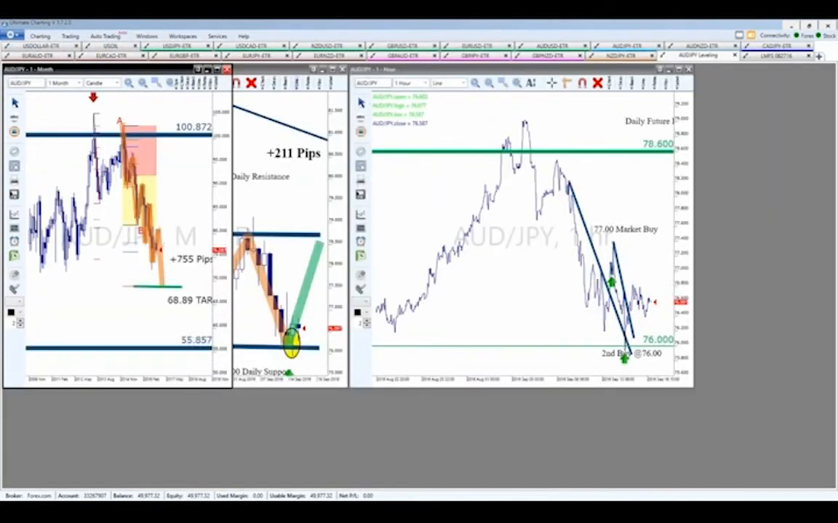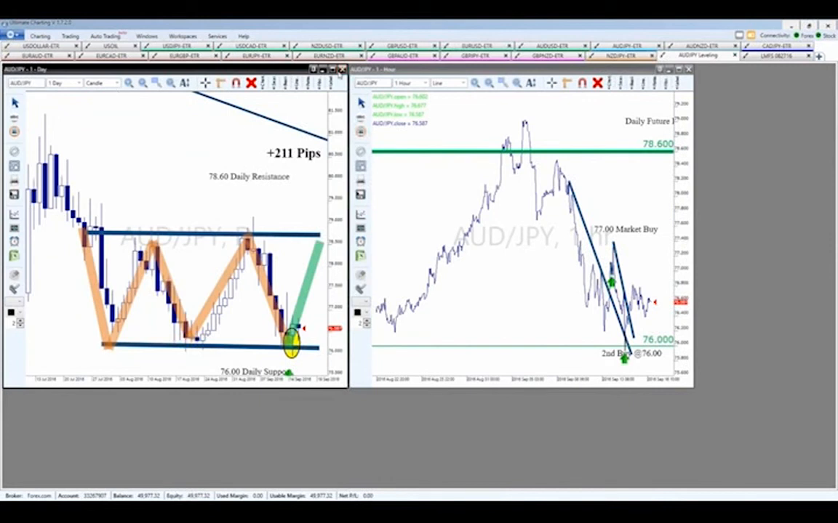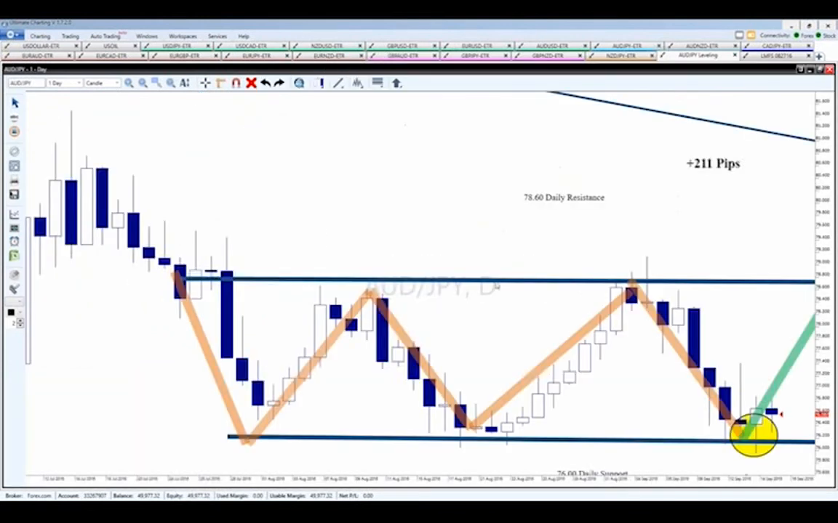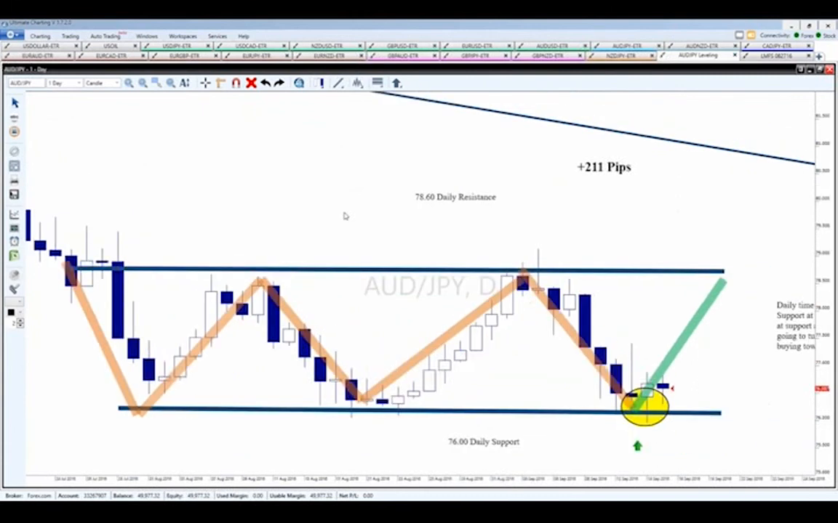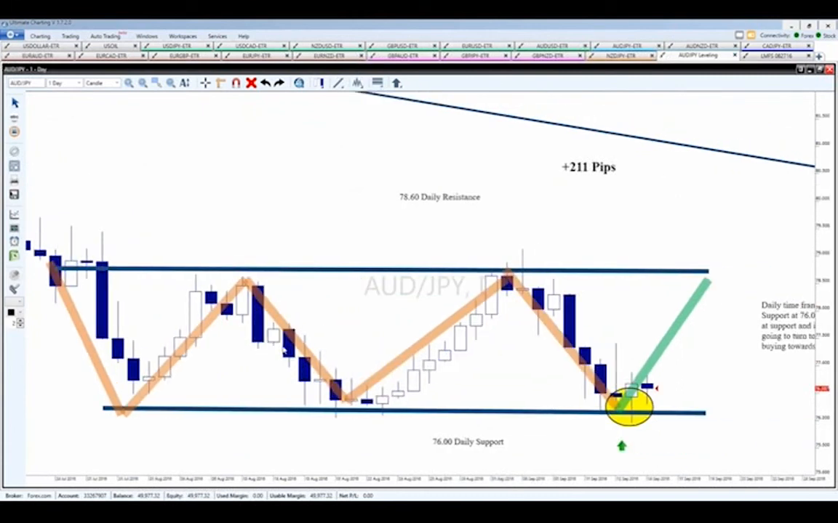But in this case, let me show you what's going on with the Australian dollar, Japanese yen. What we have found is that there's a little bit of consolidation here. As you can see, the market's bouncing in this channel. So what we're looking for now is the Australian dollar, Japanese yen on a long term to come back up to this level. It's probably going to be about 211 pips coming up there.